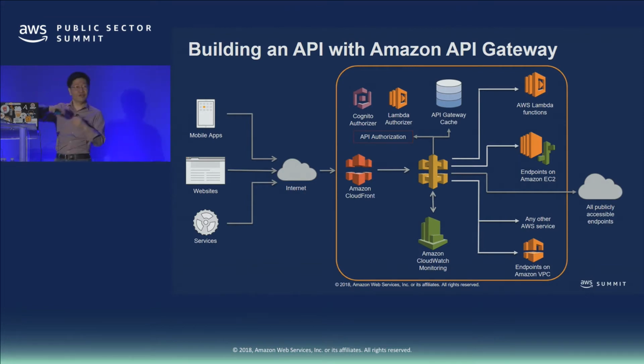API Gateway can unify all your APIs, and then those APIs can talk to different services in their backend. Some examples: they can talk to a Lambda function. They of course can talk to EC2 instances, on-prem servers, or they can pretty much talk to other endpoints you like. Then of course we do caching for you, and we do CloudWatch monitoring for you.